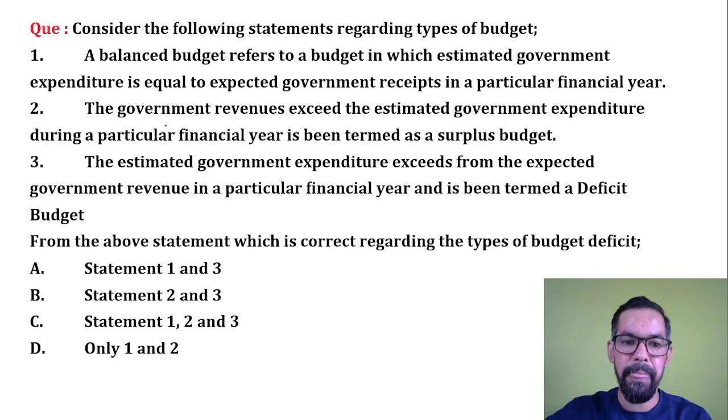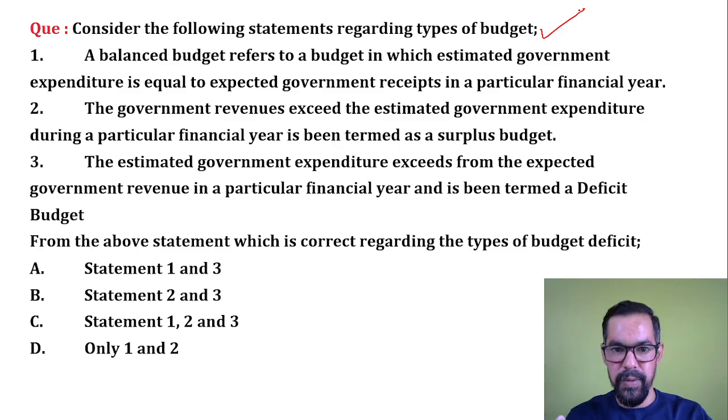Next one, consider the following statements regarding the types of budget. So majorly we have three types of budget. One is surplus, when your expenses are lesser than your income, that is called a surplus budget. So when your income is greater than your expenses. A balanced budget is when income equals expenditure, and deficit is when your income is lesser than your expenditure.